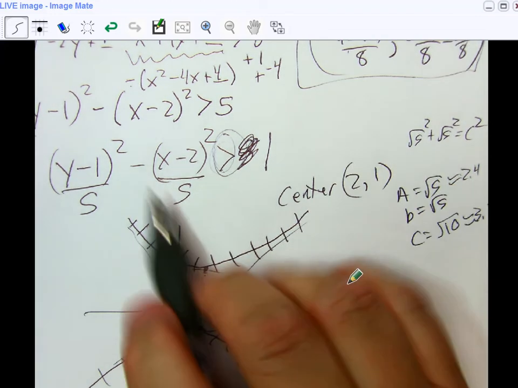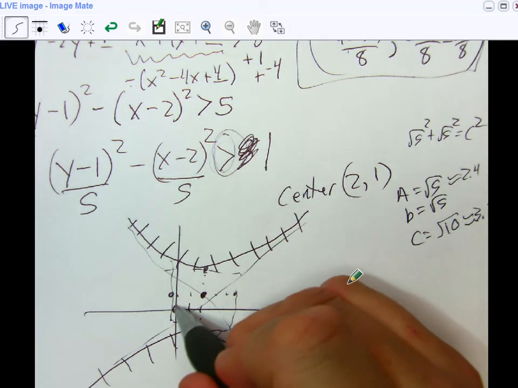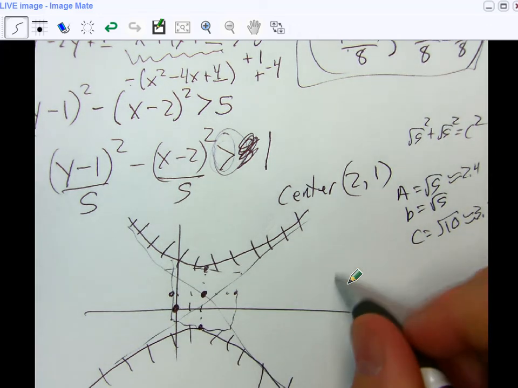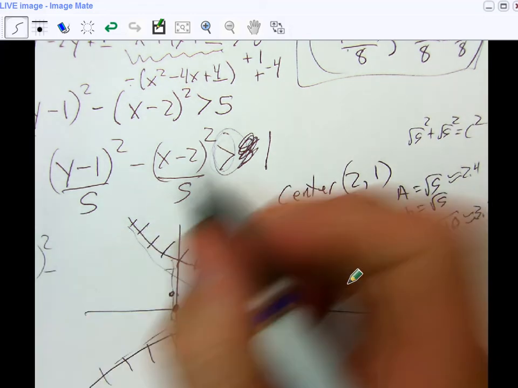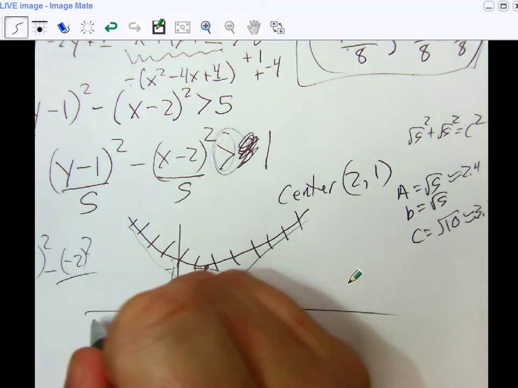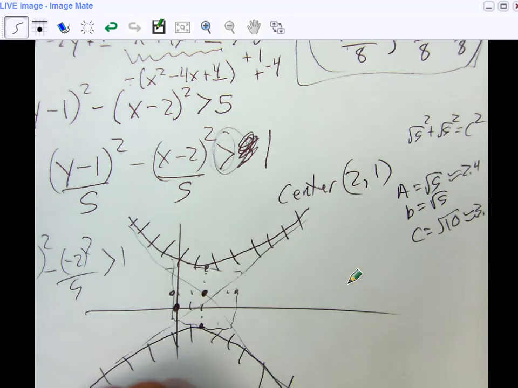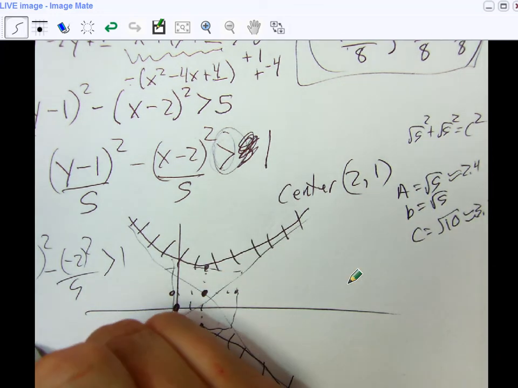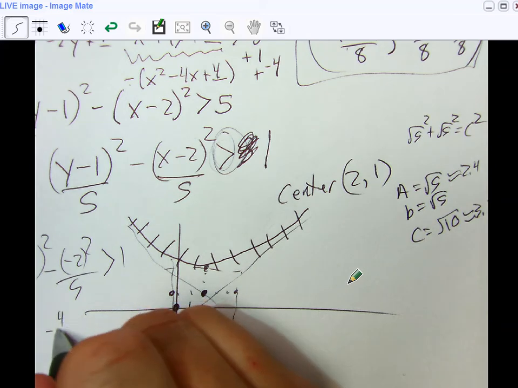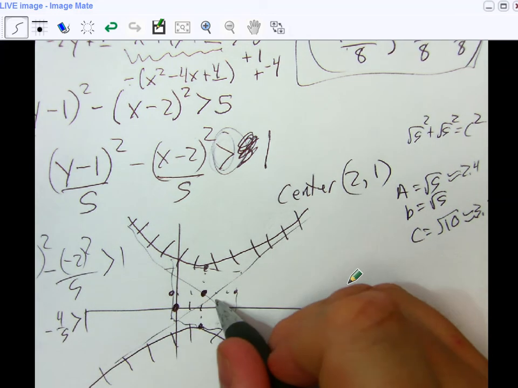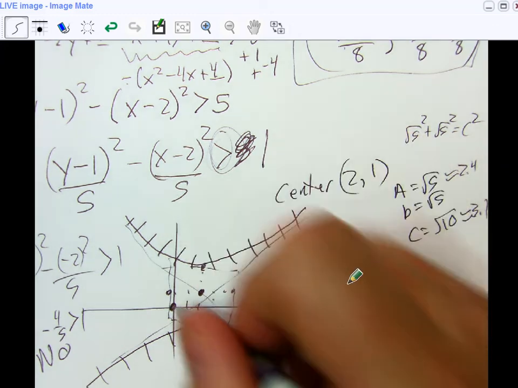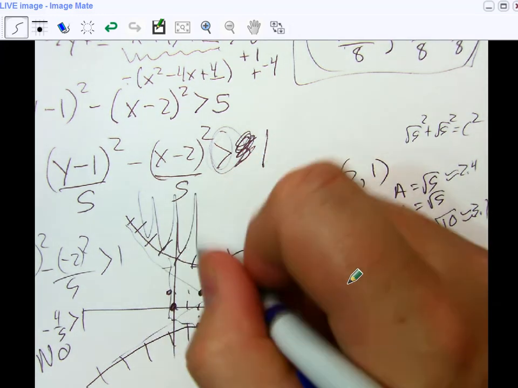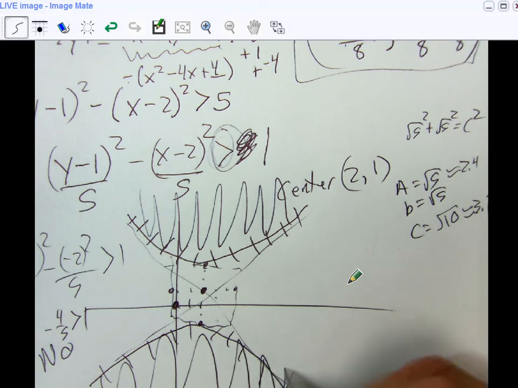And now the only thing I get to do is figure out, does this work in here? So let's try 0, 0. So I get -1 squared over 5 minus -2 squared over 5. Is that greater than 1? The answer is 1/5 minus 4/5. Is that greater than 1? The answer is no. So if the answer there is no, that means this doesn't work. So I shade in here.